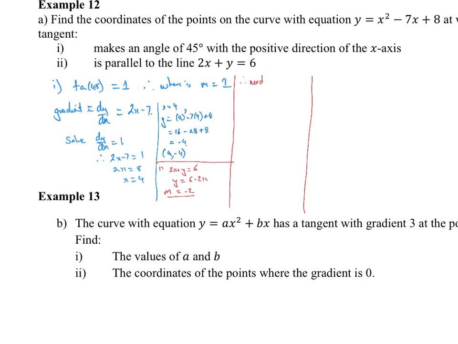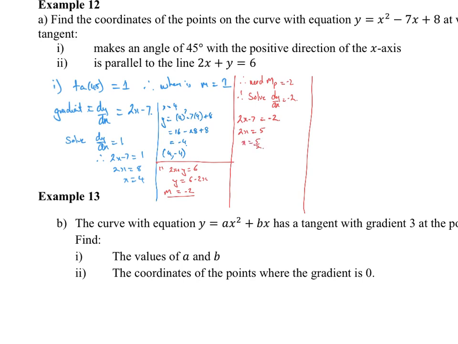So in other words, where does my parabola have a gradient of negative 2? I need the gradient of the parabola equal to negative 2. Therefore, solve dy/dx equal to negative 2. When is the derivative equal to negative 2? So what is dy/dx? Well, dy/dx from our earlier example is 2x minus 7. So I'll have 2x is equal to 5, x equal to 5 on 2.